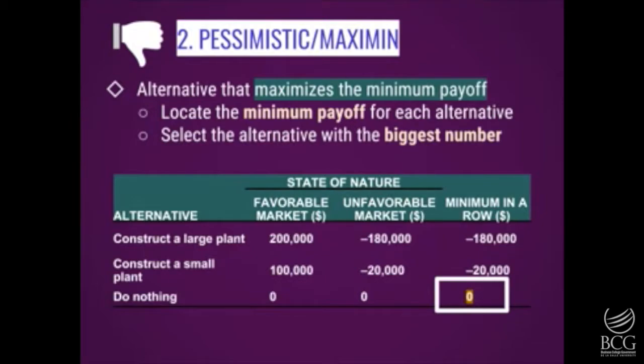For the large plant, negative $180,000. For the small plant, negative $20,000. And lastly, for do nothing, which is $0. The best option is 0, since it is the biggest possible alternative. Thus, it is recommended to do nothing under this approach, because we select the alternative with the maximum number.